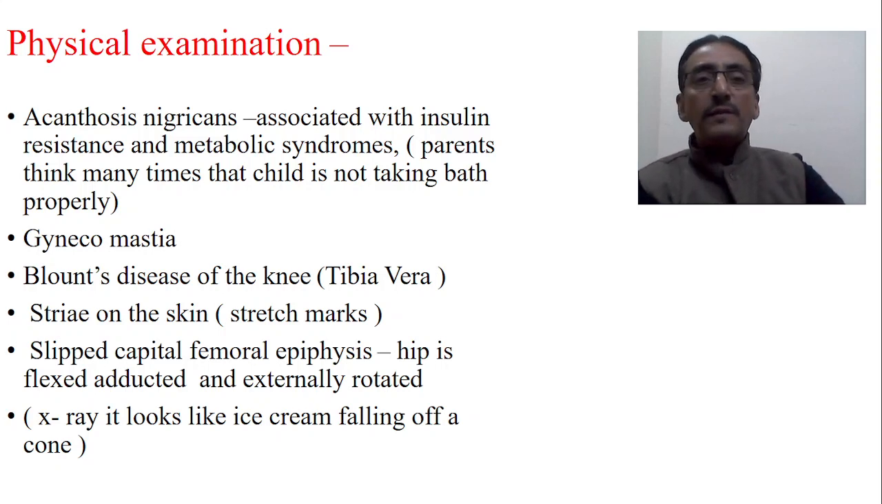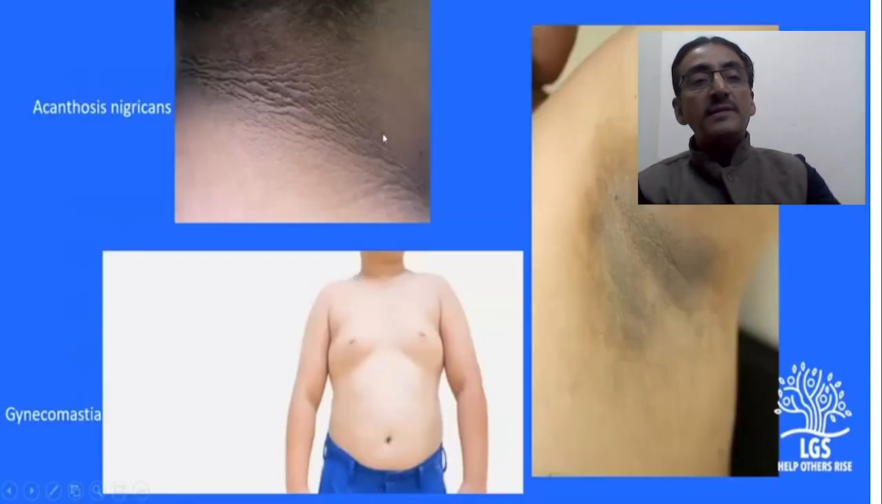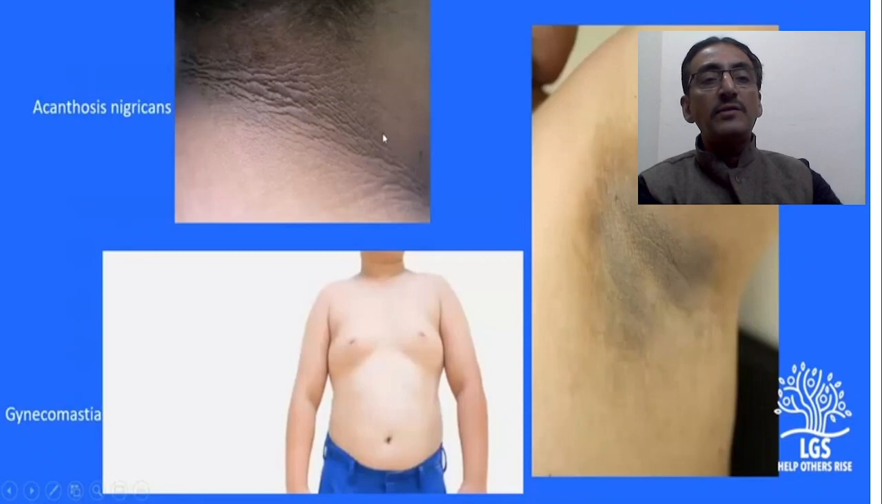Now if you go to the physical examination part, acanthosis nigricans. Acanthosis nigricans is nothing but a black colored strip-like structure. You will see acanthosis nigricans is associated with insulin resistance and metabolic syndromes also. Parents think many times that the child is not taking a bath properly. Okay, so see, the first picture is showing the acanthosis nigricans.